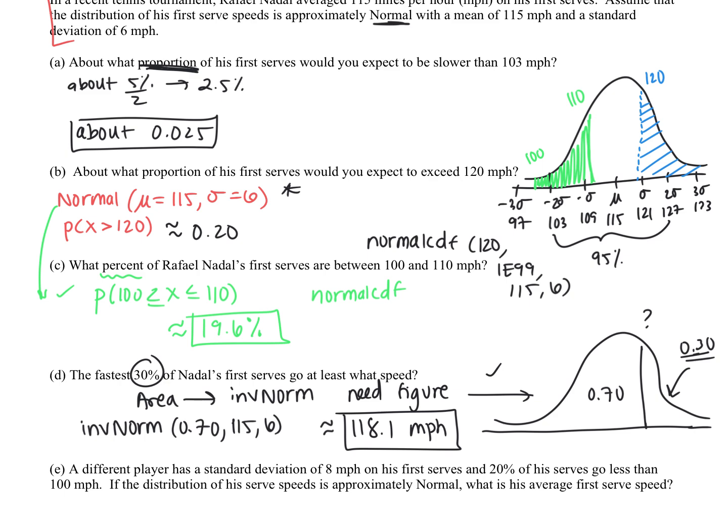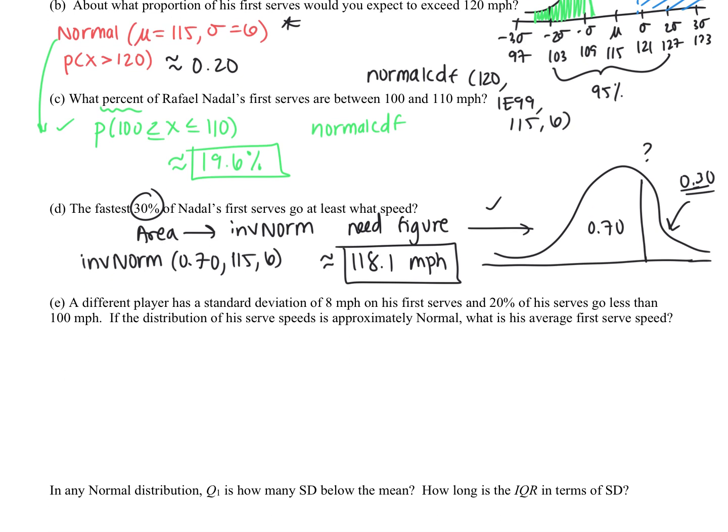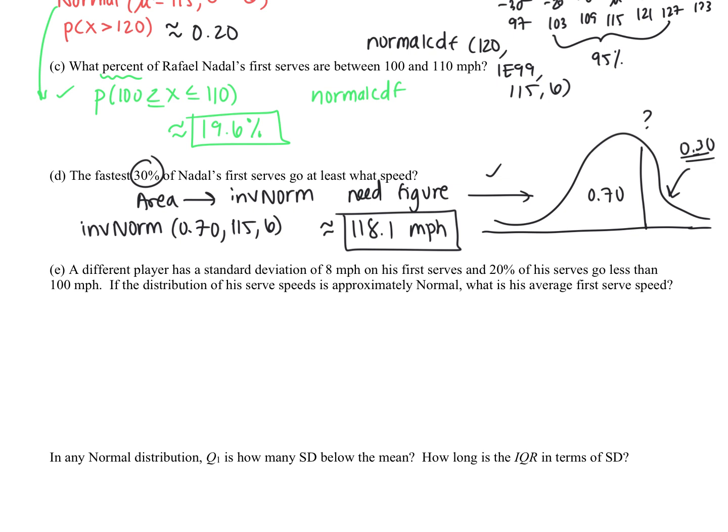Okay, one more. Let's take a look at E. A different player has a standard deviation of 8 miles per hour on his first serve, and 20% of his serves go less than 100 miles per hour. If the distribution of his serve speeds is approximately normal, what was his average first serve speed? Okay, so what was his average?